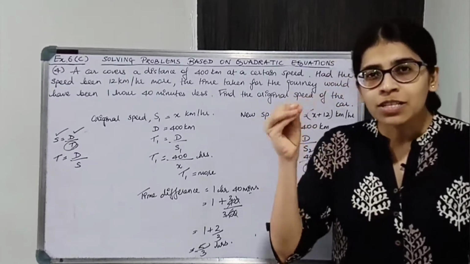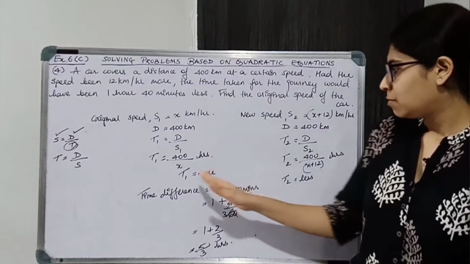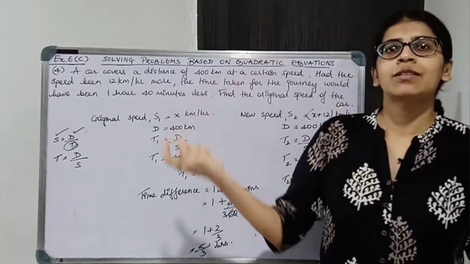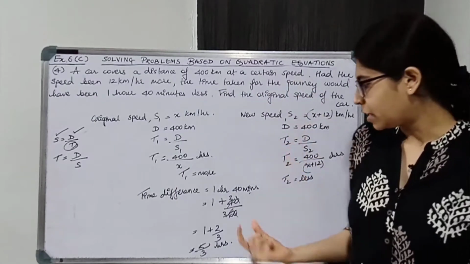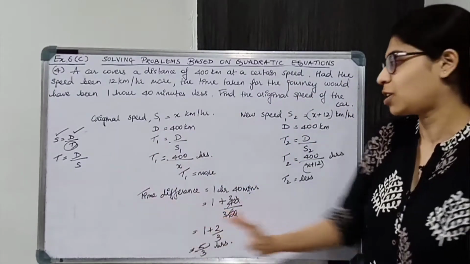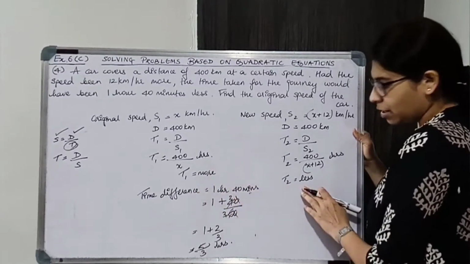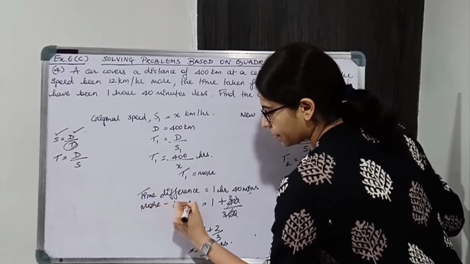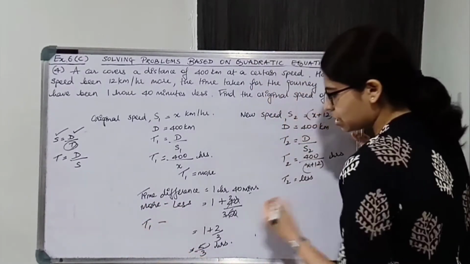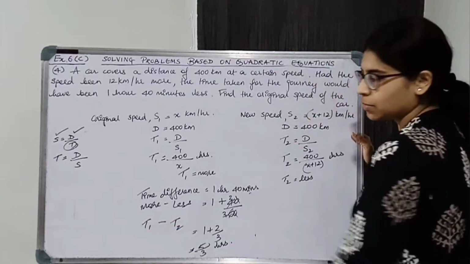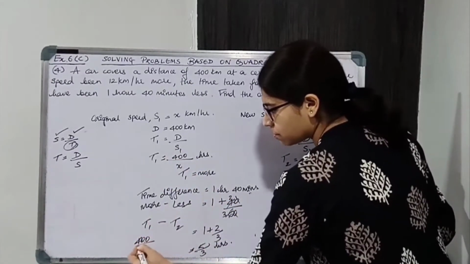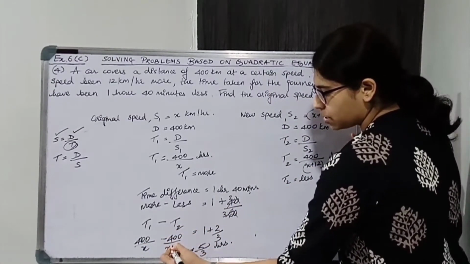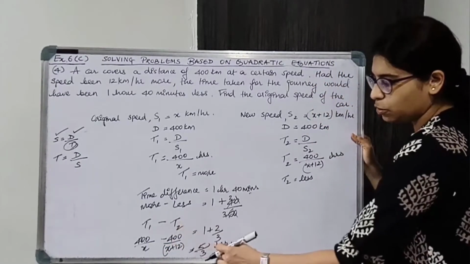Now time difference is basically what? T1 minus T2, more minus less. Always take more minus less, not less minus more. Here the RHS is positive so the LHS should also be positive. So T1 is more and T2 is less, so more minus less, that is T1 minus T2. What is T1? It is 400 upon x. What is T2? It is 400 upon x plus 12. It is equal to 5 by 3.